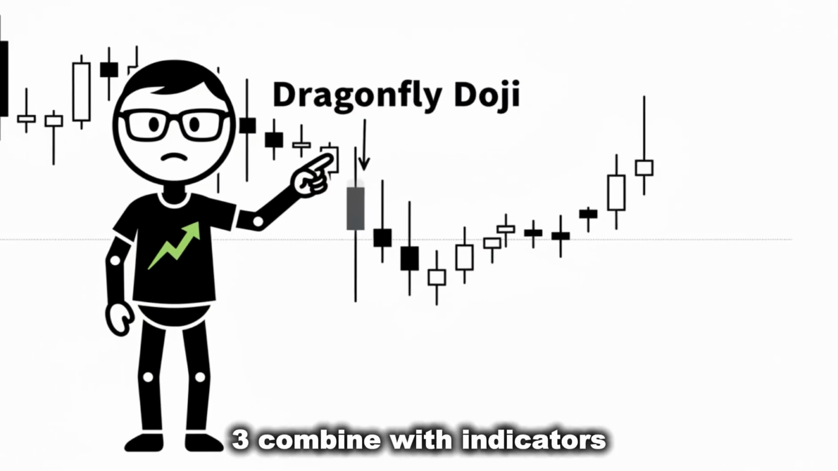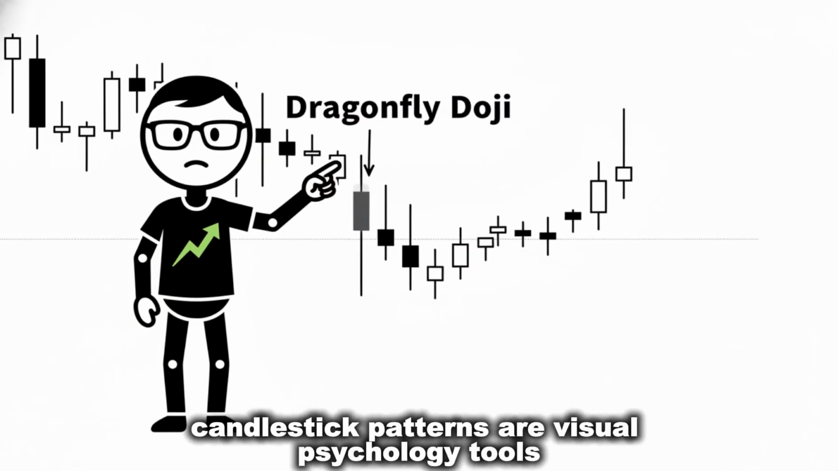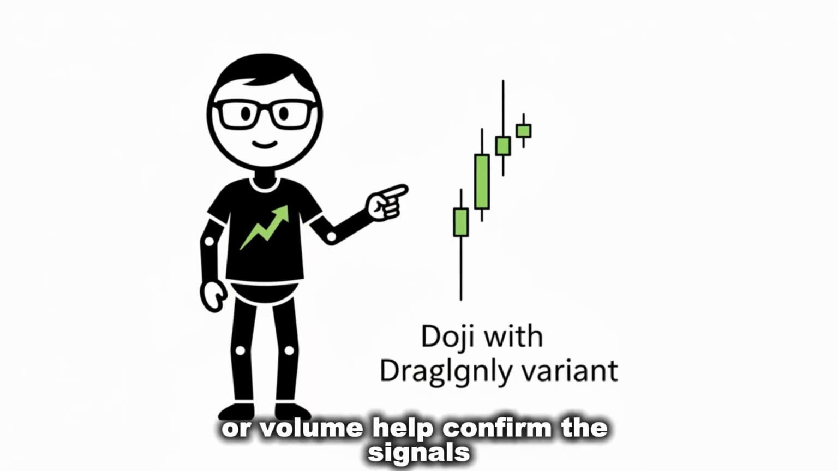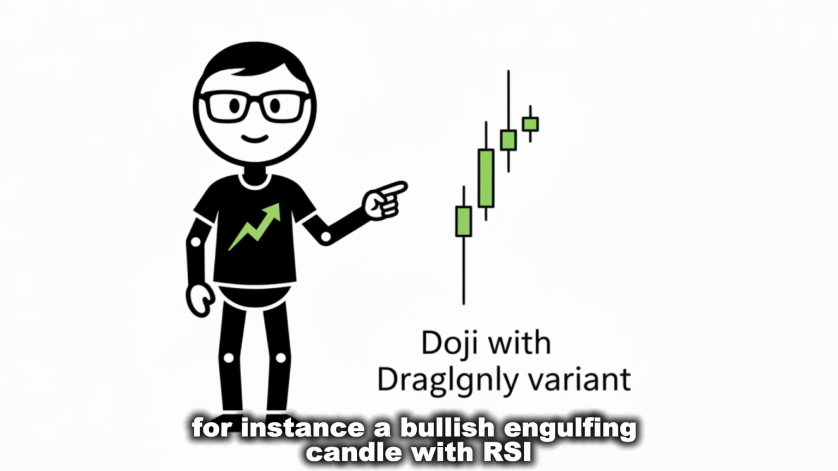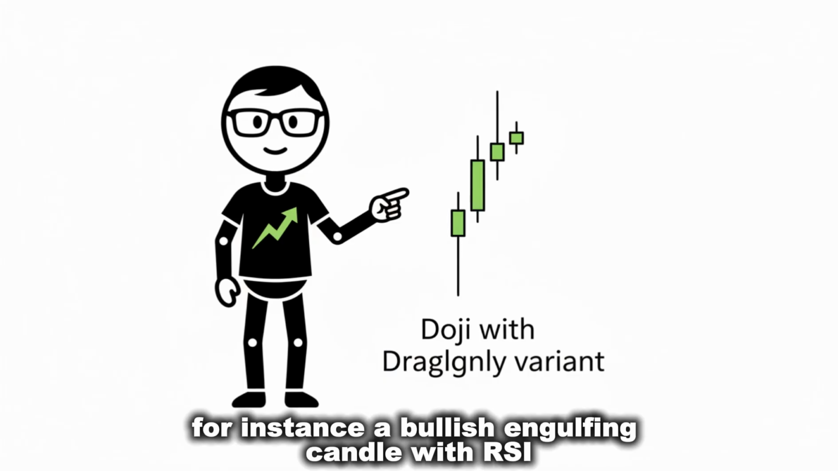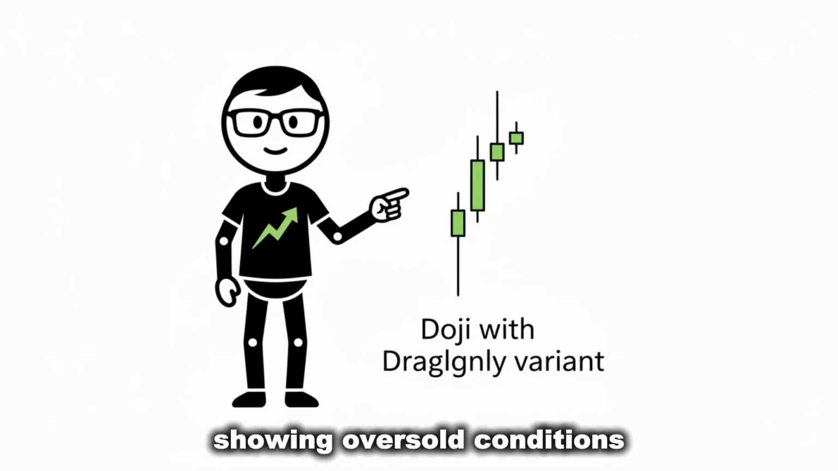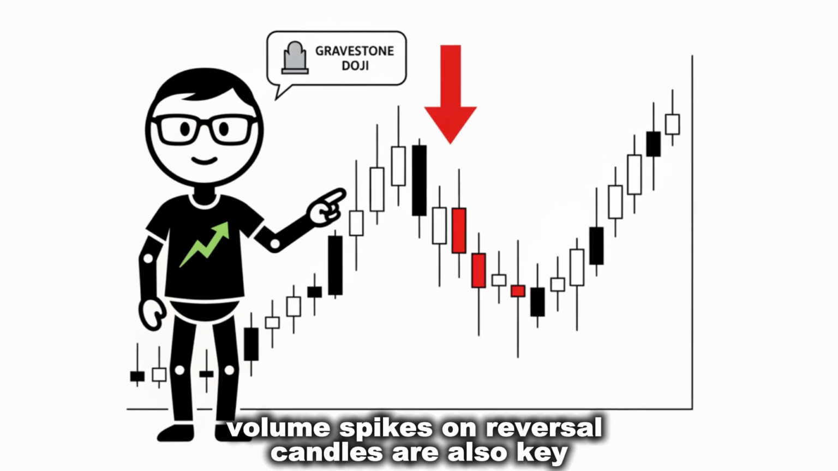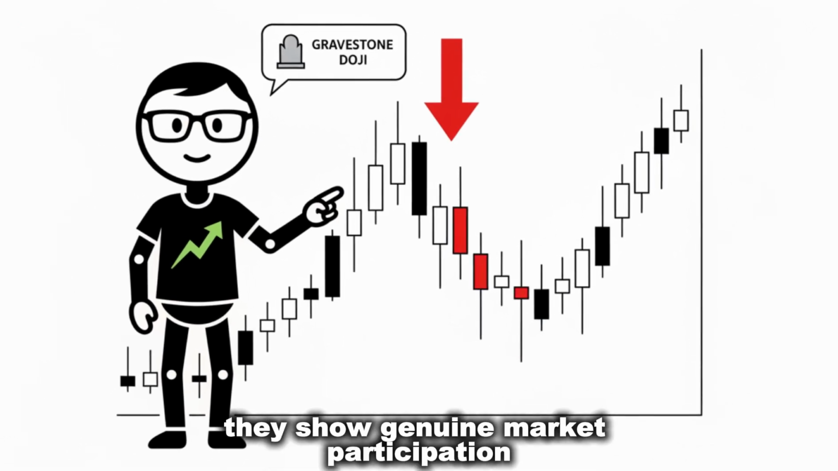3. Combine with indicators. Candlestick patterns are visual psychology tools. Indicators like RSI, MACD, or volume help confirm the signals. For instance, a bullish engulfing candle with RSI showing oversold conditions is a much stronger buy signal. Volume spikes on reversal candles are also key. They show genuine market participation.